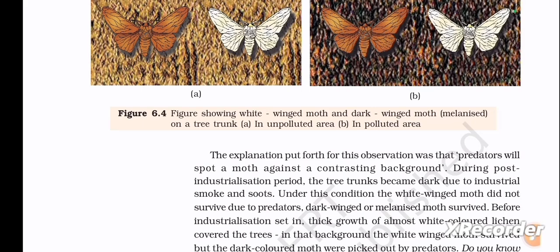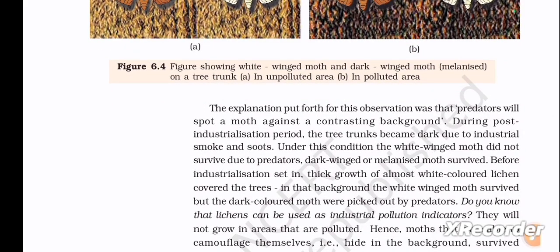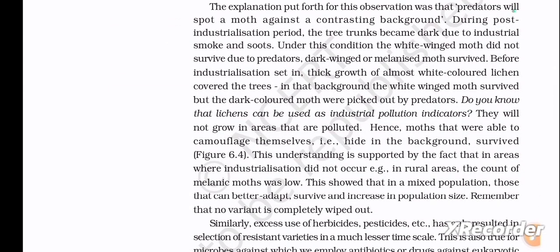The explanation put forth for the observation was that predators will spot a moth against a contrasting background. During the post-industrialization period, the tree trunks became dark due to industrial smoke and soot. Under this condition, the white-winged moth did not survive due to predators. Dark-winged or melanized moths survived. Before industrialization set in, thick growth of almost white-colored lichen covered the trees. In that background, the white-winged moth survived, but the dark-colored moths were picked out by predators.